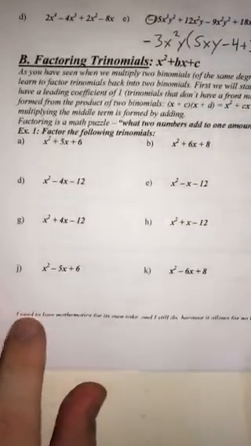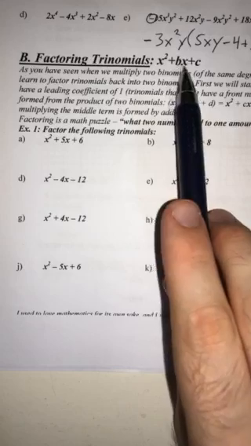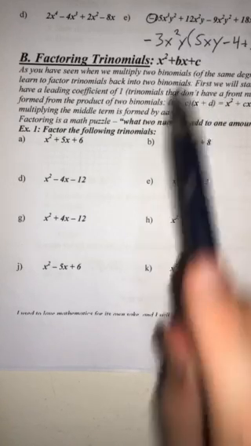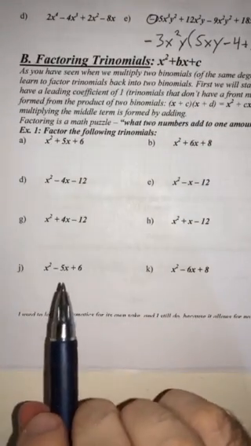Now let's try factoring a trinomial, one that looks like this. So x squared plus some number times x plus c. There are multiple ways to do this, and I teach one specifically because I think it's easy, and once you get familiar with it, you don't even need to write anything down. You can just factor this no problem.